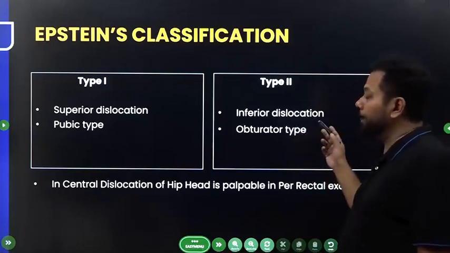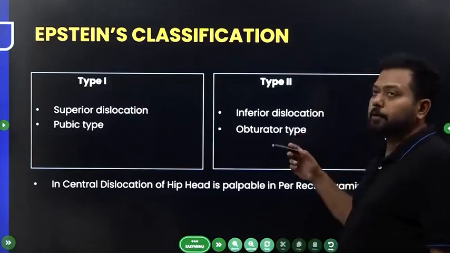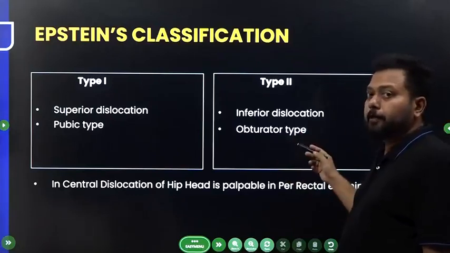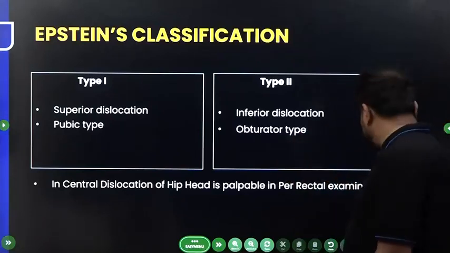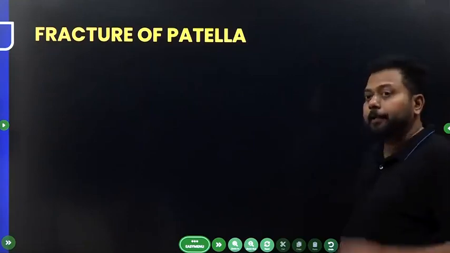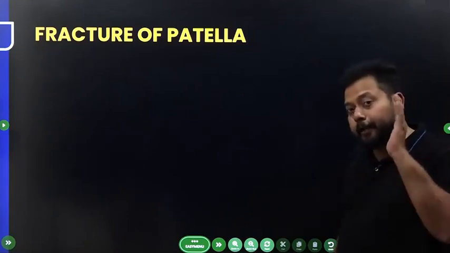Superior dislocation, type 2 is inferior dislocation. Superior dislocation is called pubic type. Inferior dislocation is called obturator type. Okay. Right. Coming to the next topic, dear friends, fracture patella.